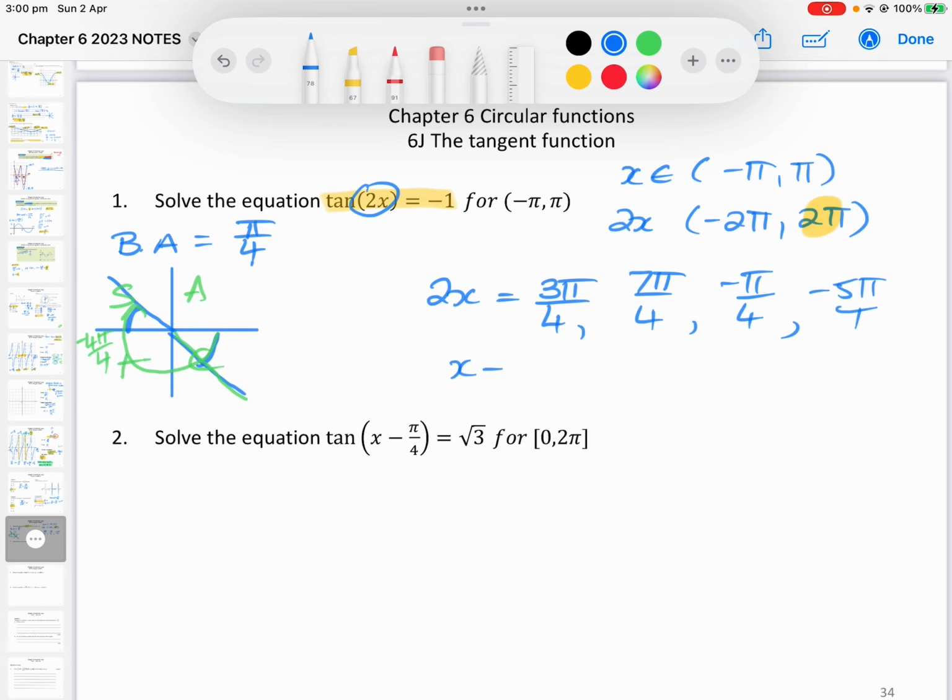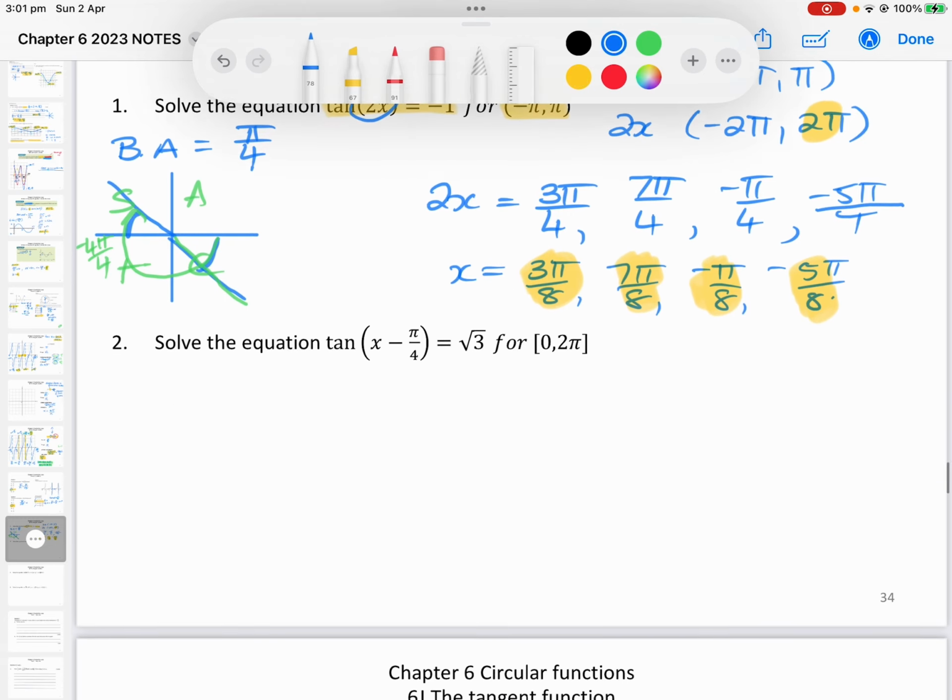And then divide everything by 2. So I'm going to get 3 pi on 8, 7 pi on 8, minus pi on 8, and minus 5 pi on 8. So let's check: minus pi on 8, minus 5 pi on 8, 3 pi on 8, and 7 pi on 8 are my solutions. And now we're back between minus pi and pi.